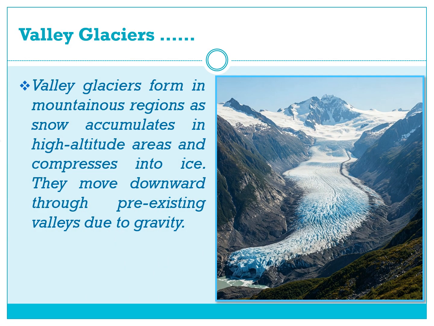Valley glaciers. Valley glaciers form in mountain regions as snow accumulates in high altitude areas and compresses into ice. They move downwards through pre-existing valleys due to gravity.